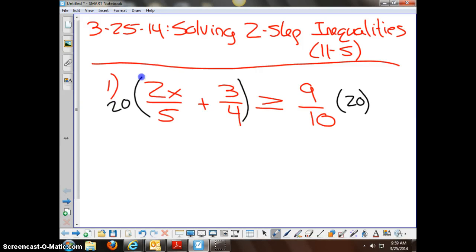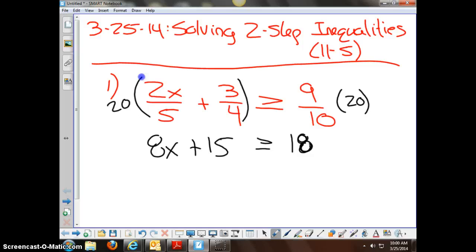20 times 2x over 5. 8x. Good. 20 times 2x divided by 5 is going to give you 8x. Plus 15 is greater than or equal to 18. Now, if we would have multiplied by a negative 20, would we have had to flip the inequality? Yes, but we didn't. We didn't have to. We multiplied by a positive.